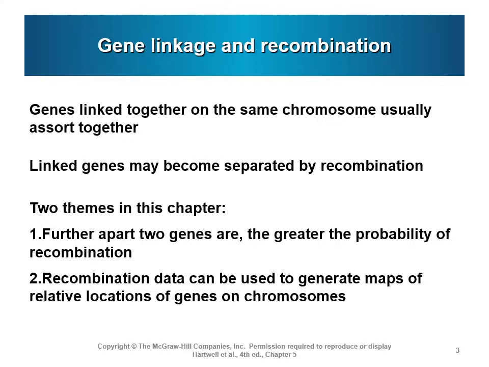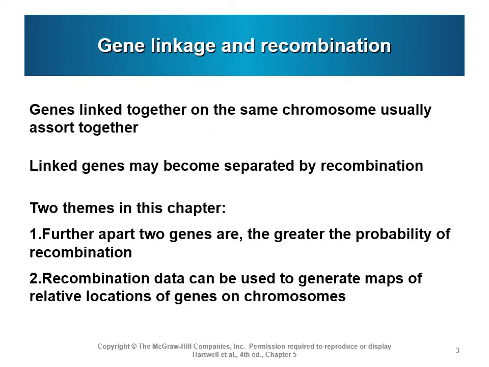There are two themes in this chapter. The farther apart two genes are, the greater the probability of recombination, and recombination data can be used to generate maps of relative locations of genes on chromosomes.